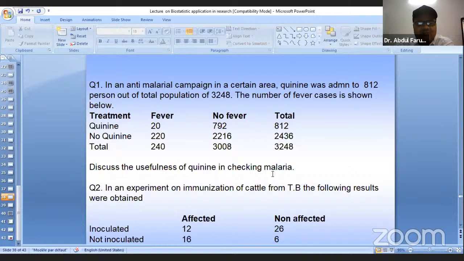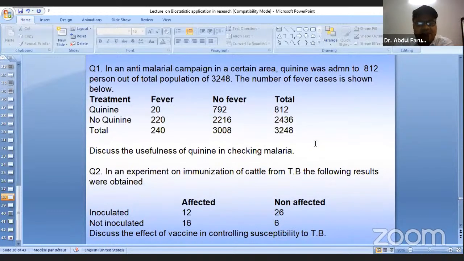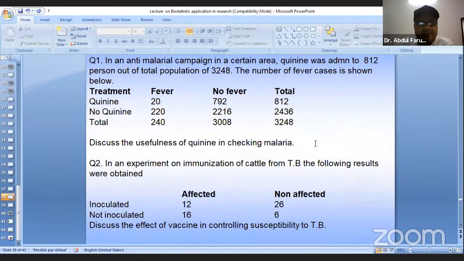तो ये data निकालने के बाद आपको सबसे पहले significance level देखना पड़ेगा, null hypothesis लगानी पड़ेगी, और फिर उसी तरीके से calculated value और tabulated value के बीच में chi-square test लगा के आप पता कर सकते हैं कि whether the quinine is effective in checking the malaria or not.